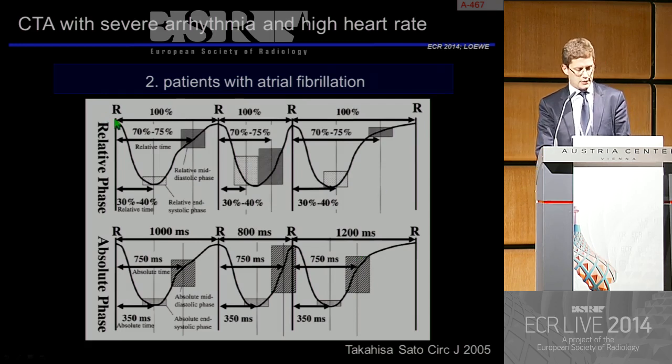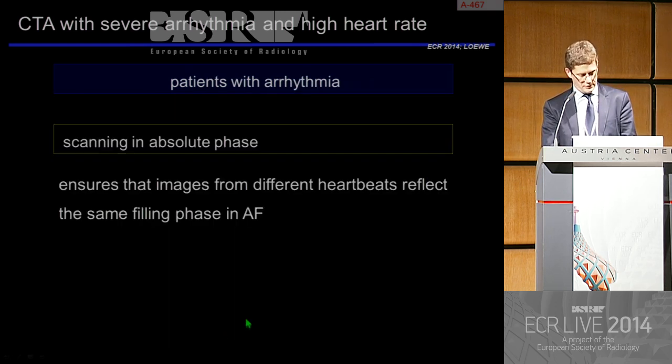Well, in normal cardiac CT, we divide the RR interval usually in steps by percentages, and we define the mid-diastole as around 70%. As mentioned before, if the heart rate increases, the duration of the diastole becomes shorter, so that means 70% of an RR interval is not the mid-diastole anymore. It will be much later within the diastole. So one way to go is not to use these percentages, but to use absolute numbers. You start with your basic baseline heartbeat, and then you define, for example, that after 750 milliseconds, you will acquire your mid-diastolic images. This absolute imaging ensures that you're always scanning at the same filling phase of your heart.